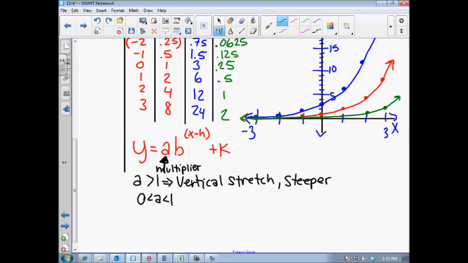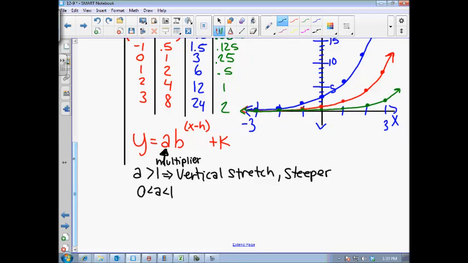Like our 1/4, the green graph, what happened to the slope of the green graph? Did it get steeper? No, it was less steep. It's like compression. You take a bunch of dough or Play-Doh and you smash it down, it smooths out horizontally, right? It gets wider. That's what's happening here. It's a vertical compression, which means it looks less steep.